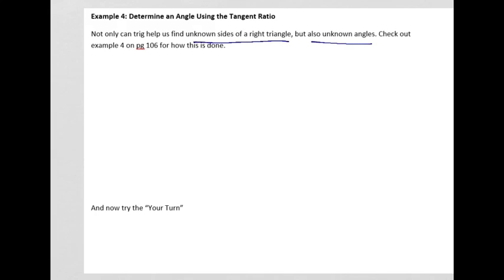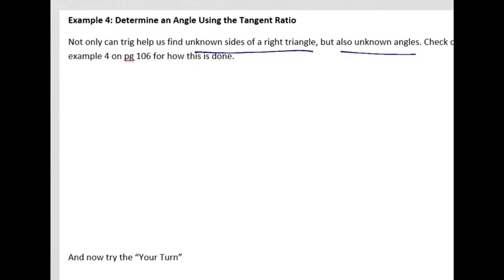Alright, so it says a small boat is 95 meters from the base of a lighthouse, and the lighthouse has a height of 36 meters above sea level. We're going to calculate the angle from the boat to the top of the lighthouse, and we're going to express our answer to the nearest degree. So again, pictures are really important.